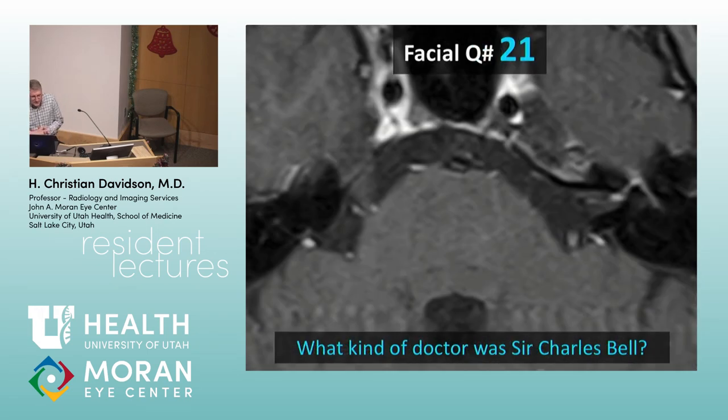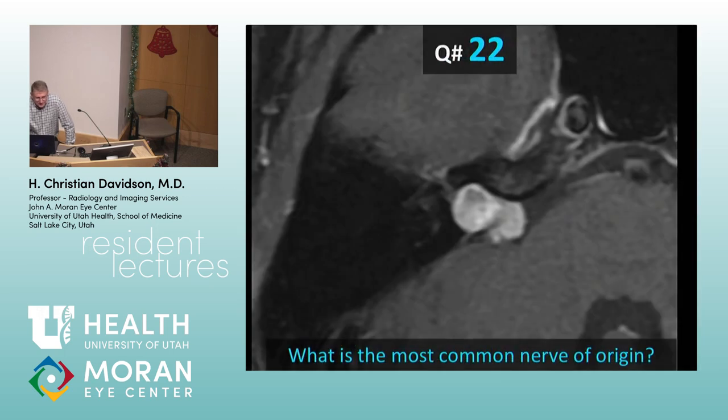Okay, question 21. This is a patient who presents with acute facial palsy on the left. And the question is, what kind of doctor was Sir Charles Bell? Question 22. This is a patient who presents with hearing loss on the right. Relatively rapid onset, but consistent after the presentation. Question is, what is the most common nerve of origin for this fairly common tumor?